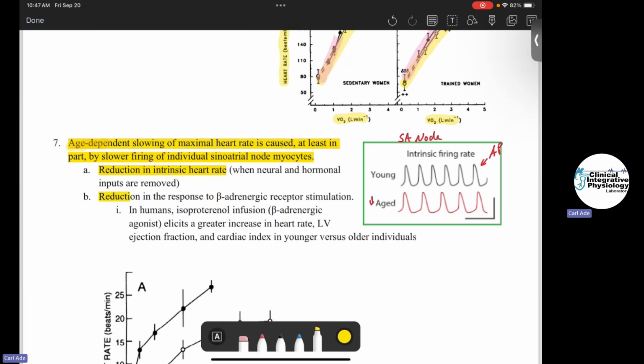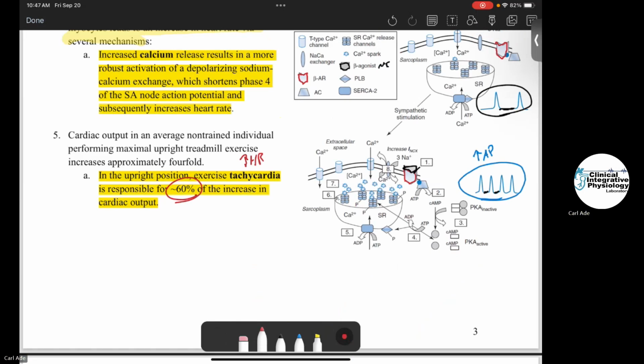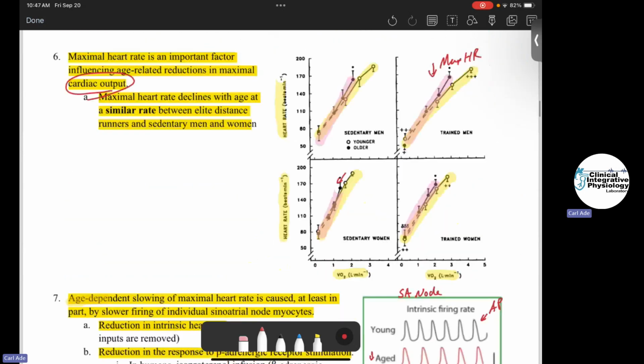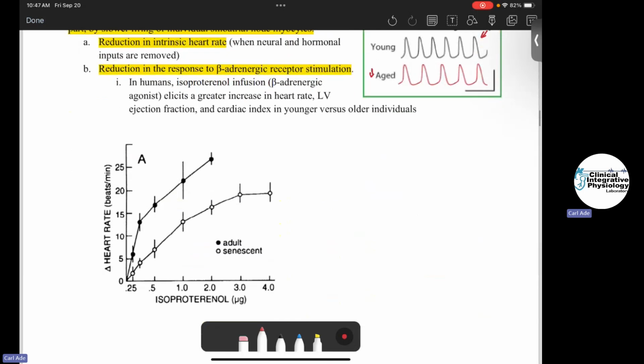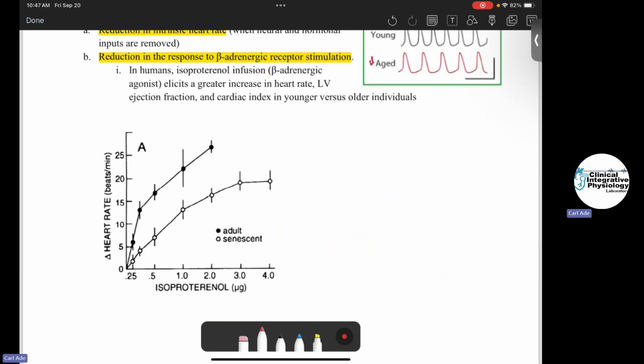There's also evidence for reduction in the beta adrenergic receptor stimulation, meaning that these receptors that are being stimulated by the sympathetic nervous system, like norepinephrine, that would then result in increases in action potential and increase in heart rate, aren't working as well in aging. They don't respond. When we actually look in humans, isoproterenol, which is a beta-adrenergic agonist, meaning it's going to stimulate beta receptors.